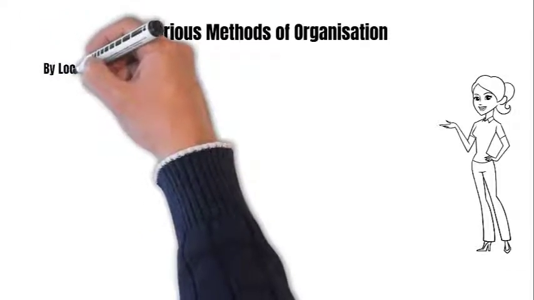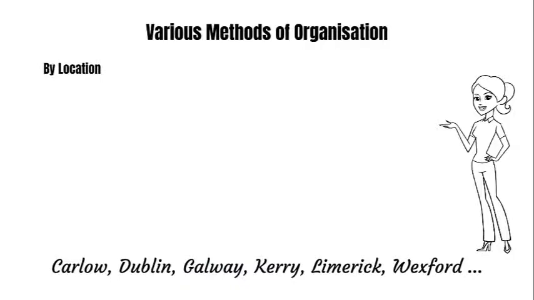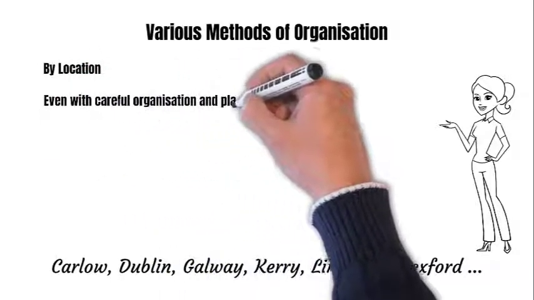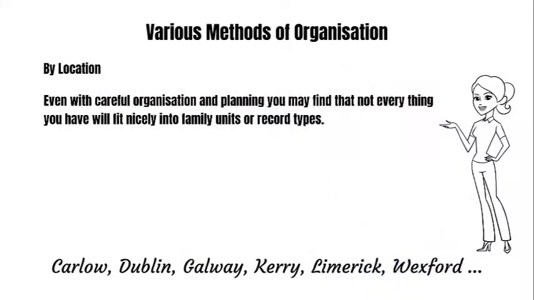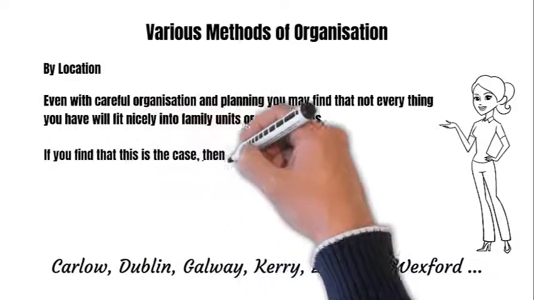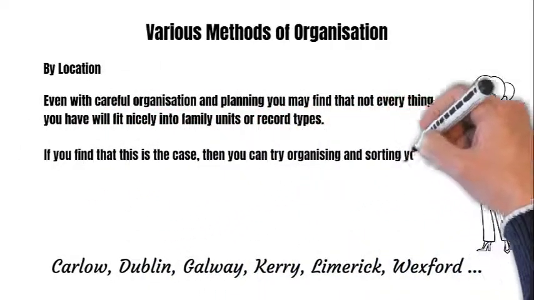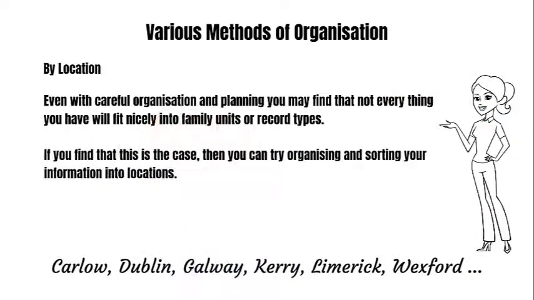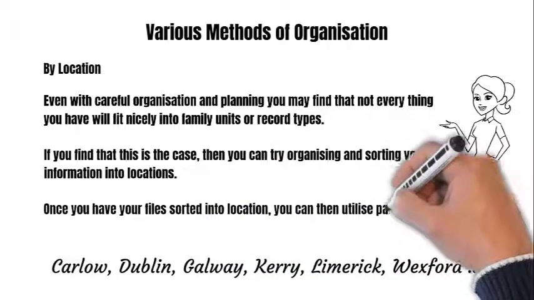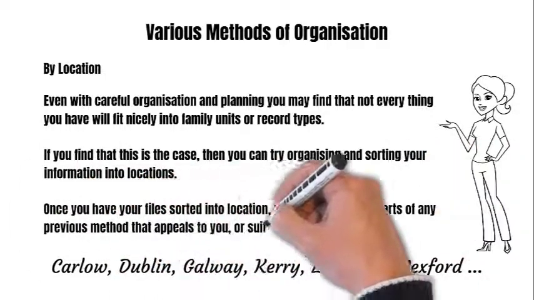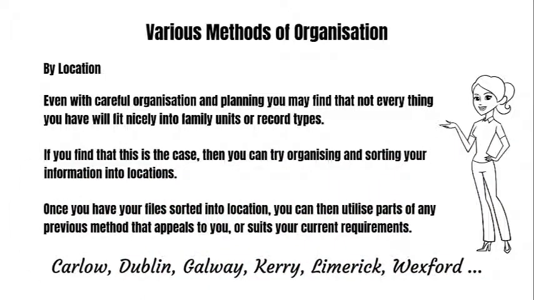By location. Even with careful organization and planning, you may find that not everything you have will fit nicely into family units or record types. If you find that this is the case, then you can try organizing and sorting your information into locations. Once you have your files sorted into location, you can then utilize parts of any previous method that appeals to you, or whichever method suits your current requirements.